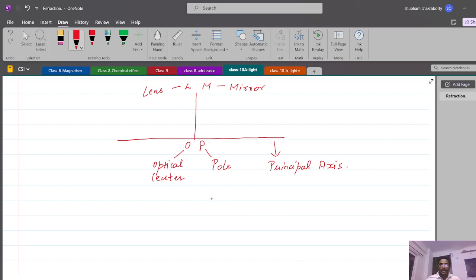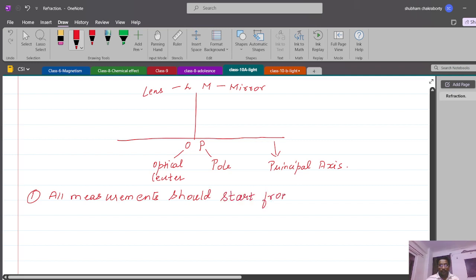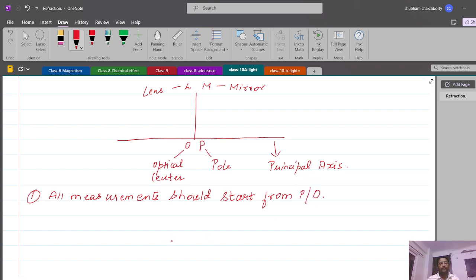Now, let me first put down the two rules in this sign convention. There are only two rules. Rule number one says all measurements should start from the pole or the optical center. What does that mean? We'll see in a while.